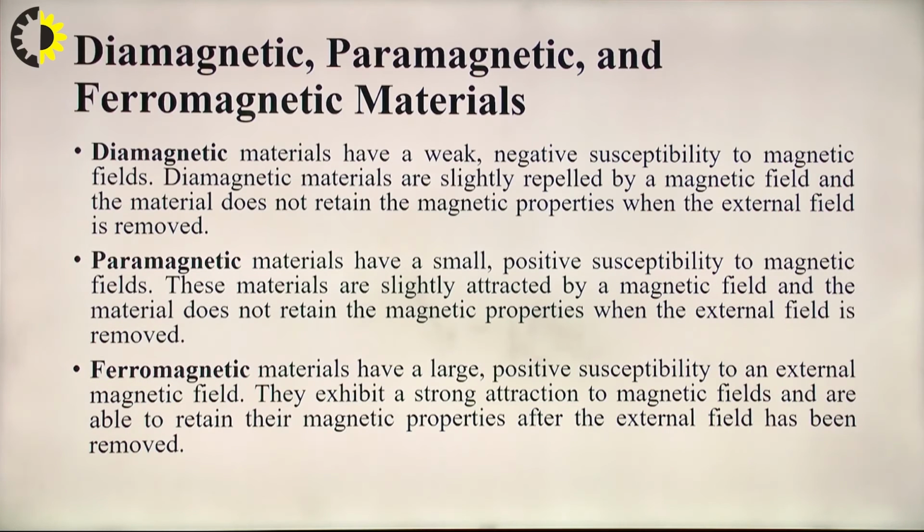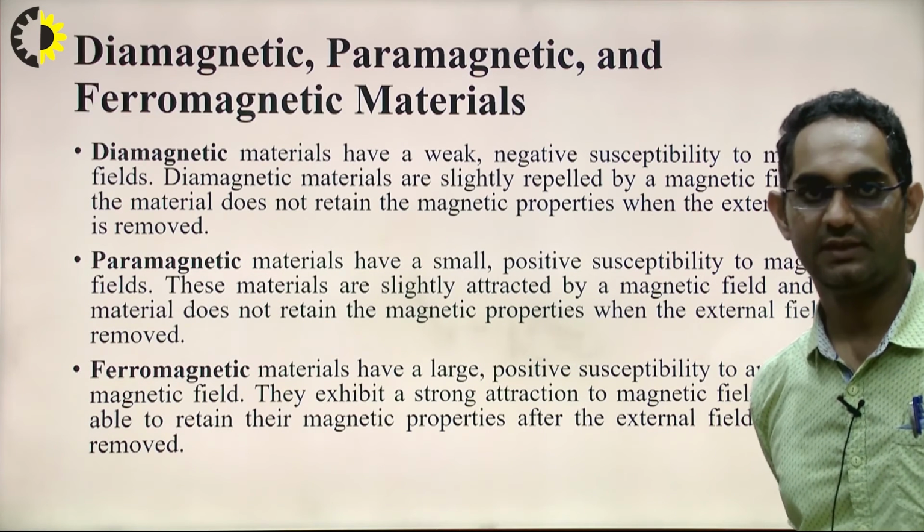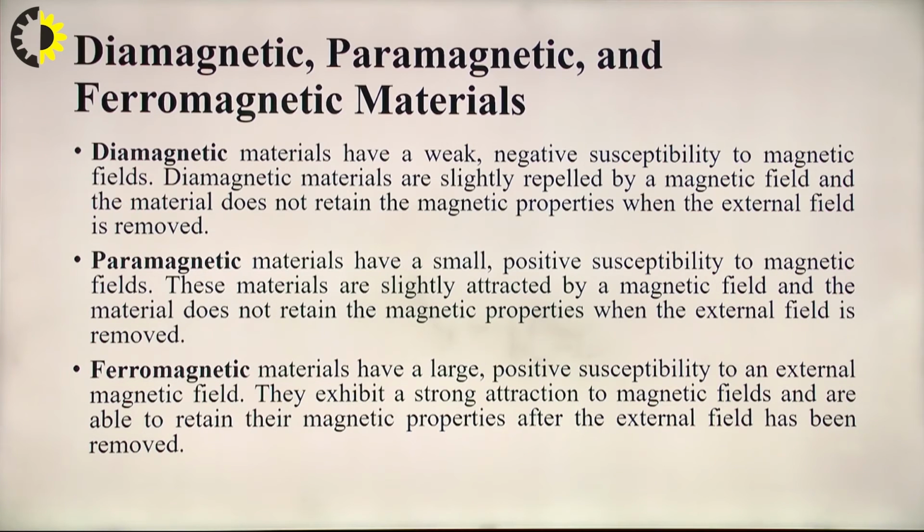Next is the paramagnetic. Paramagnetic materials have a small positive susceptibility to magnetic fields. These materials are slightly attracted by a magnetic field and the material does not retain the magnetic properties when the external field is removed.